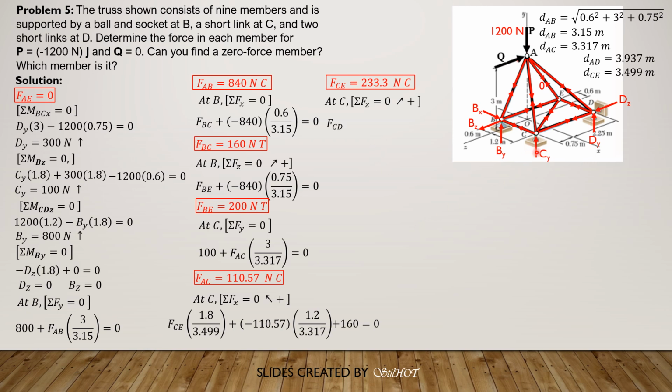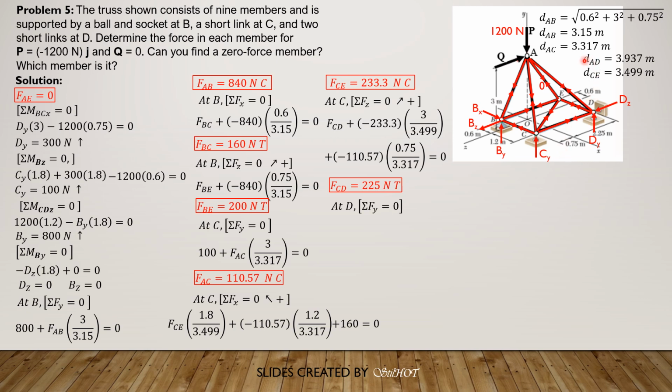Then summation forces along Z equals 0. So positive in the negative Z direction. So we have FCD plus FCE, which is negative 233.3 times 3 over 3.499, then plus the z component of FAC, which is negative 110.57 times 0.75 over distance 3.317 equals 0. So FCD is positive, so FCD is 225 newtons tension.